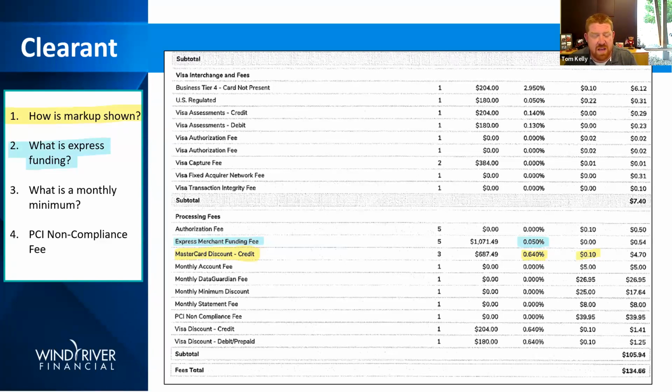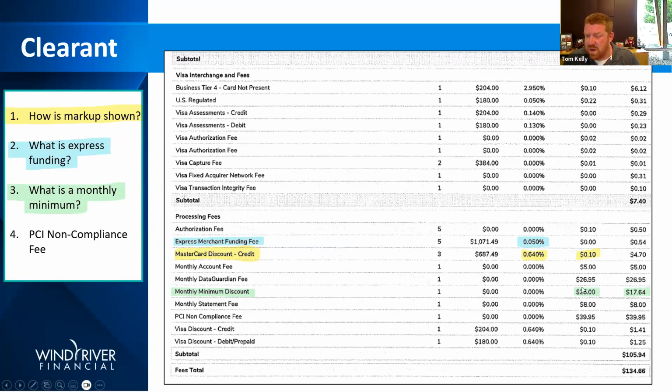Express merchant funding fee. Typically, merchant processors will fund your account in 2 business days. Some processors will fund quicker, but in most, if not all cases, there's going to be an additional fee, which you can see is an additional 5 basis points for this merchant to get their funds a little bit quicker.